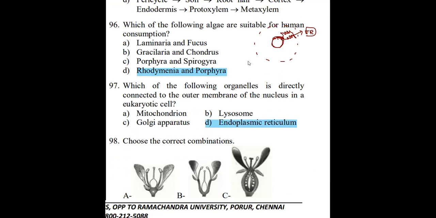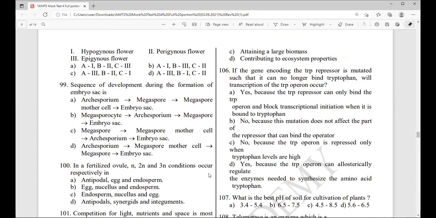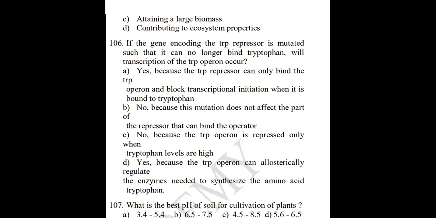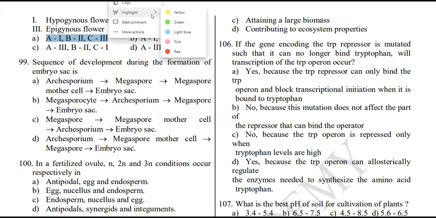The answer, let's just finish this one. Just give me 2 minutes. Let's see the next questions. Okay. So what might be the answer for this question? The answer would be hypogynous, perigynous, and epigynous. So A is 1, B is 2, and C is 3. So the option is A, right?